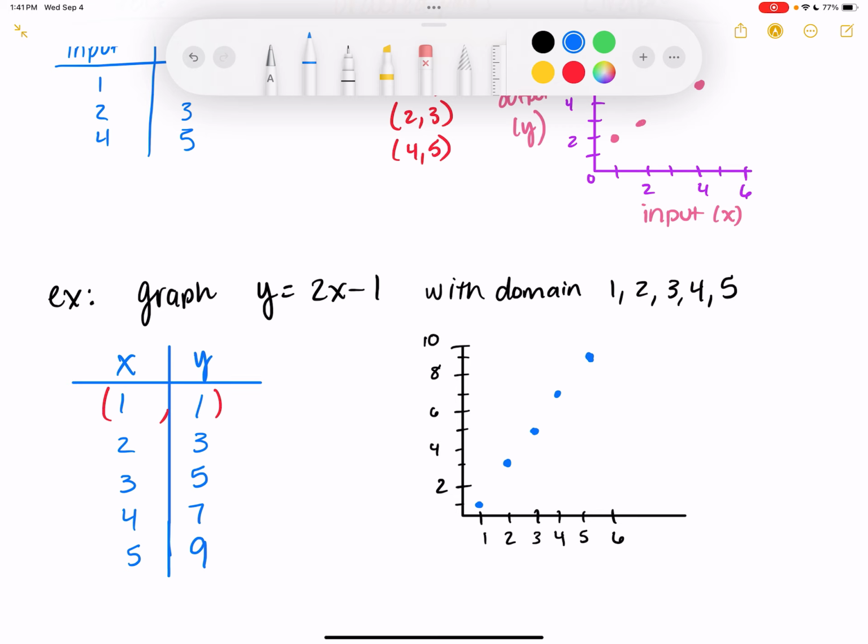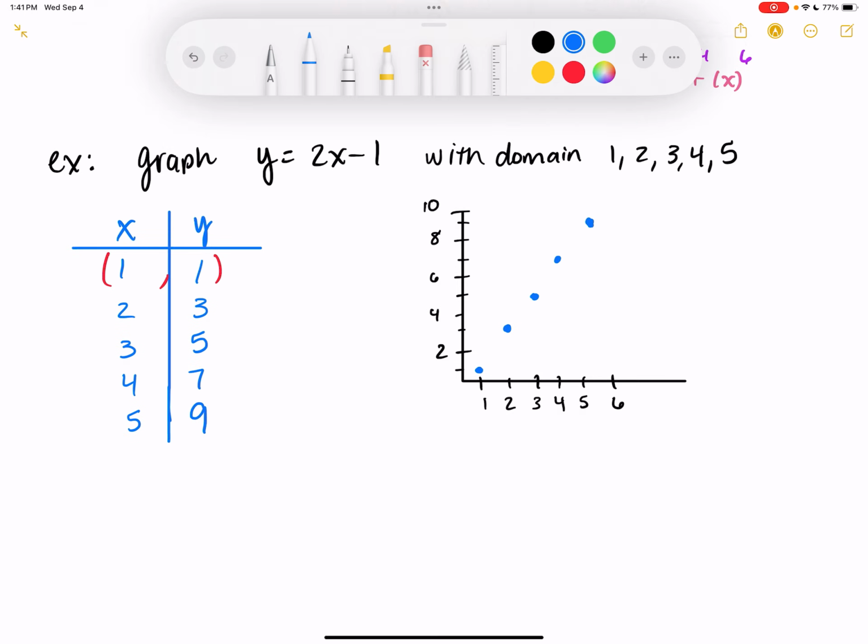All right, if we have something like that says to write a rule for a function, so it's kind of like working backwards. They're going to give us the graph and we're going to work backwards, so doing the opposite of what we just did in the last one. Write a rule for the function represented by the graph.